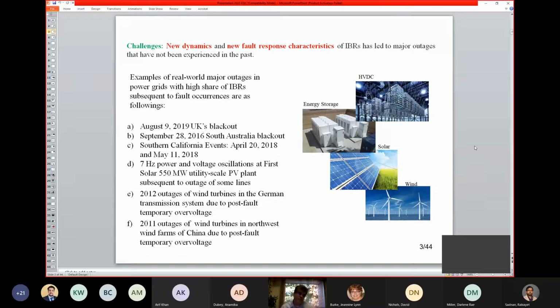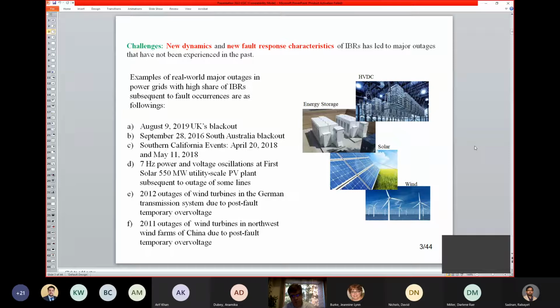Then we also had the very famous outages of wind turbines in the German power grid. The problem here was that when a fault happened in the transmission line, the post-fault temporary overvoltages caused the wind turbines to be disconnected from the grid. And we have another case in the northwest of China. They had the same problem of post-fault temporary overvoltages. So these are events that were mainly due to different dynamics.